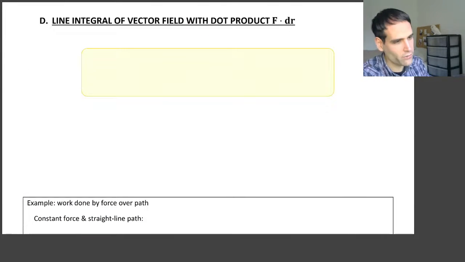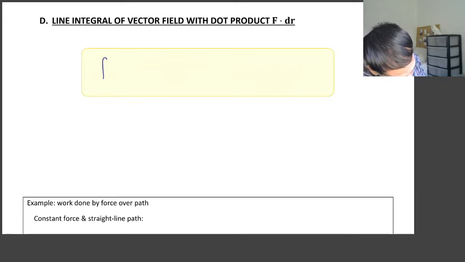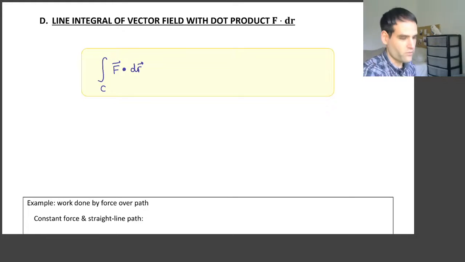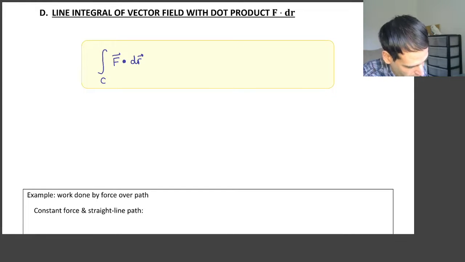We want to learn how to calculate integrals that look like this. It's a curvilinear integral or line integral of F vector dot dr vector. And remember that this is a dot product.